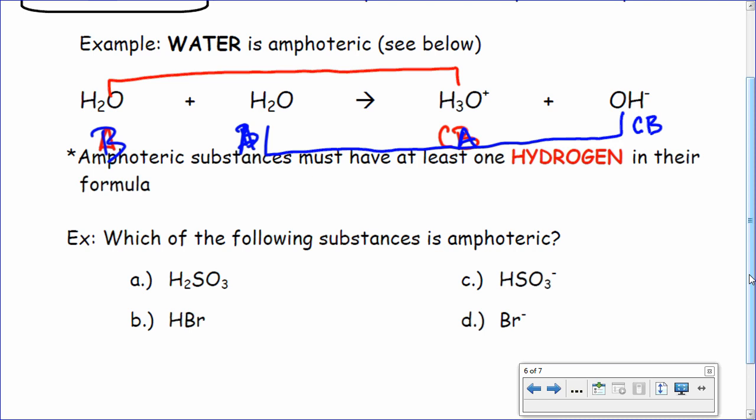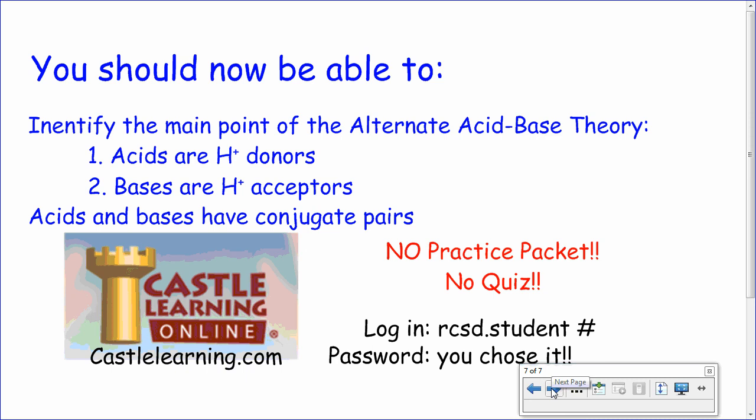Which of the following substances is amphoteric? Which thing could both give or take protons? It's this one right here. It has one proton to give, and it looks like it's got a negative sign, so it has some to take as well. Nothing else in this chart here could go both ways.